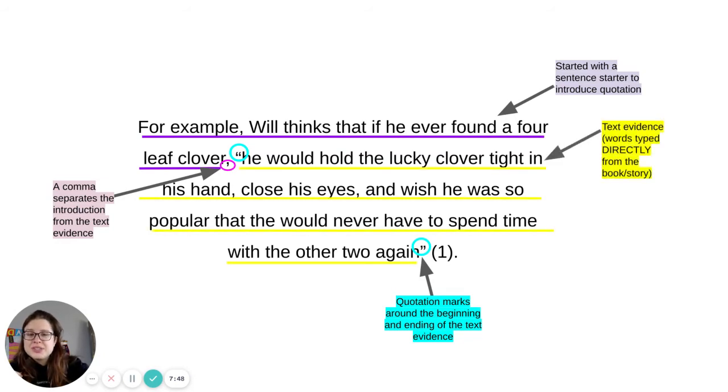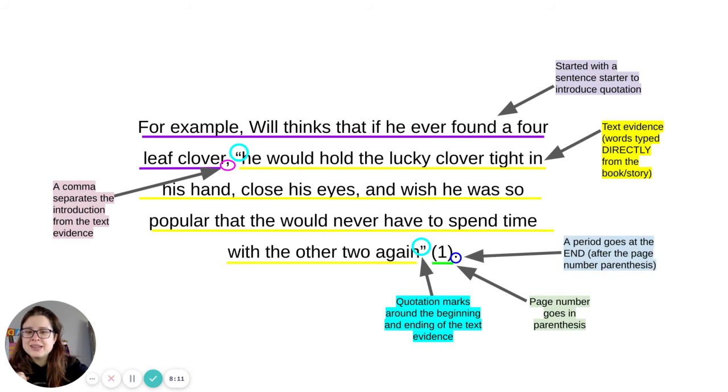The next portion of this quote is to just type the words directly from the book or the story. Notice I only picked the most important parts. I didn't put a whole page of the story. I just took a little section. Then I put the page number in parentheses. And last but not least, I put a period at the very end. Notice how there's no period in between right here, even though I know that feels kind of funny, okay? These are the parts that every piece of text evidence should have in a literary essay.